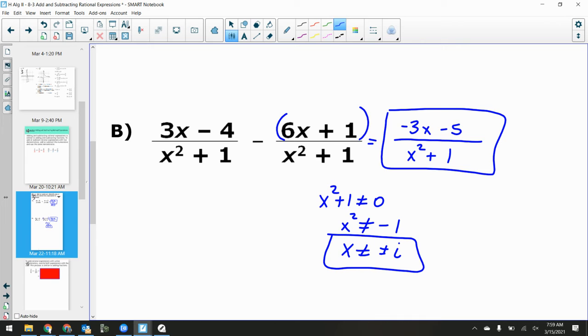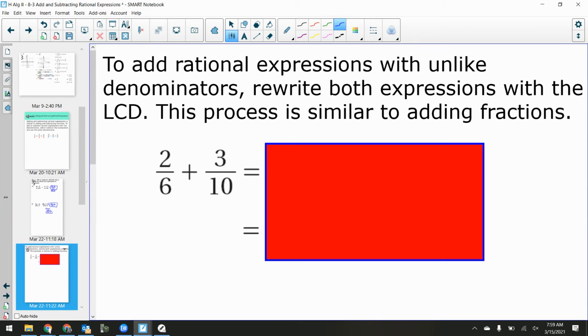Now, let's think back to numerical fractions. To add rational expressions with unlike denominators, we rewrite both expressions with the LCD. We have to be very particular about how we get our LCD. For example, if I'm looking at 6 and 10, intuitively, what should your LCD be? Don't say 60, that's not least. 30 is my LCD.